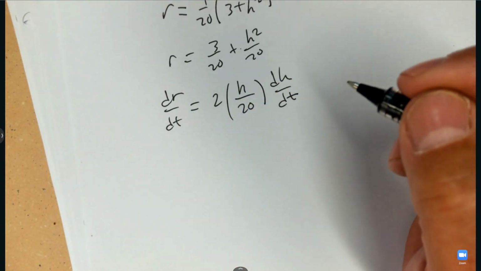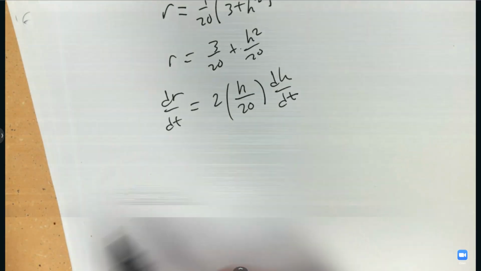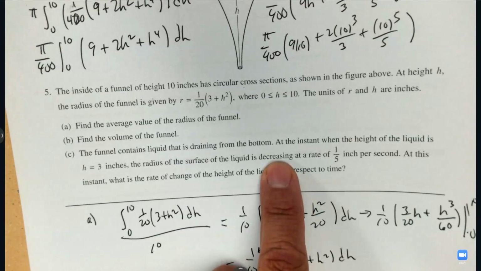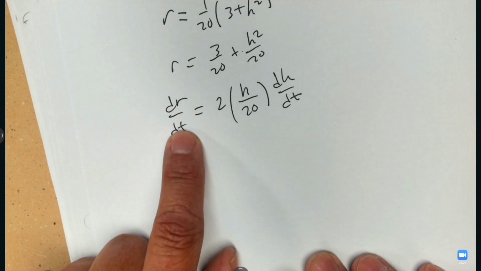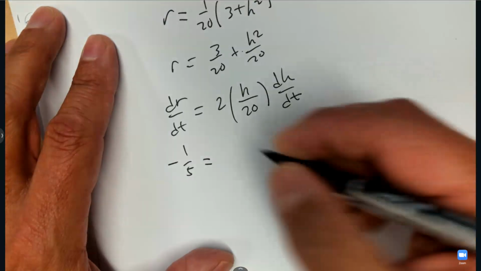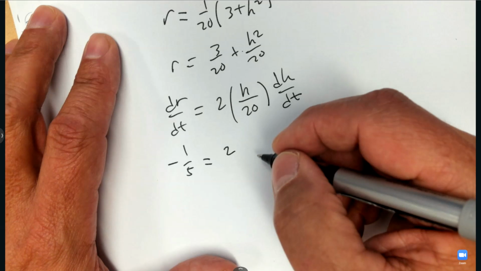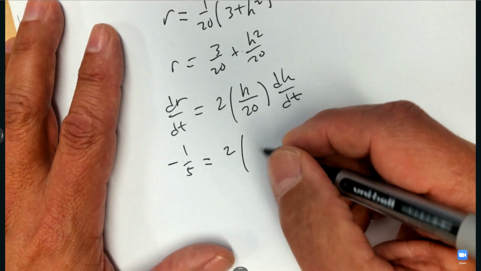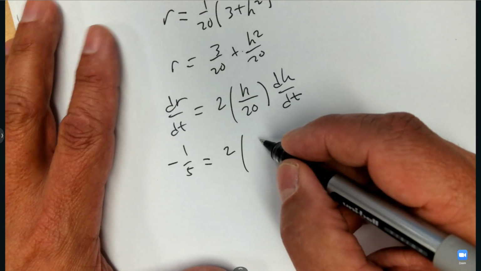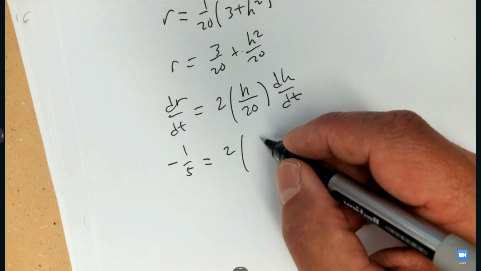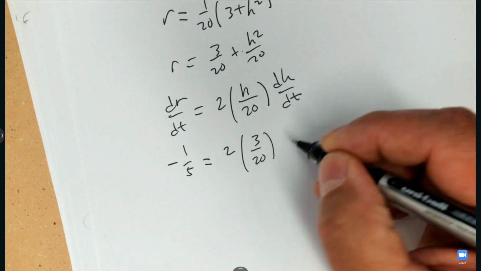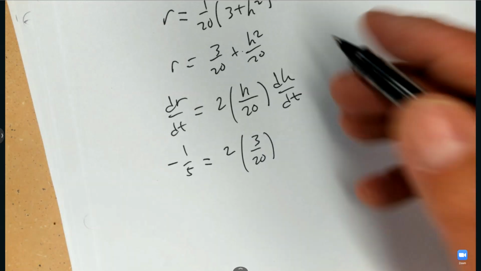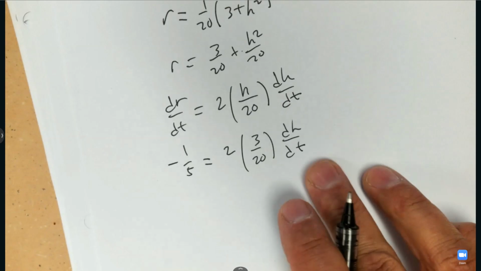And then we're going to plug in some values. So notice the radius is decreasing at a rate of 1/5. So decreasing means this number is negative. So the rate for the radius is negative 1/5. The question says the height is 3, and the rate, this is what I'm looking for. What is the rate of change of the height? So I'm looking for dh by dt.